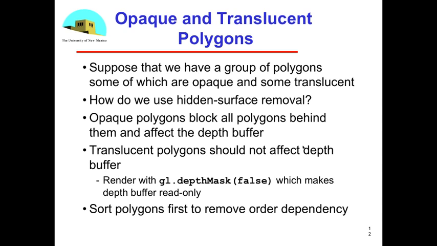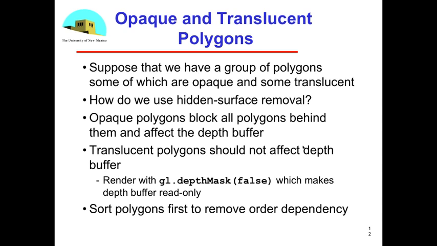So the usual way of dealing with that is to render all of the opaque polygons in the normal way with the hidden surface removal algorithm, and change the depth buffer. Then use this function depth mask, which is false, to make that depth buffer read only. Now, why do you do that? Well, one is it avoids this problem of translucent polygons changing the depth buffer, but you're still using the depth buffer when you render these translucent polygons.